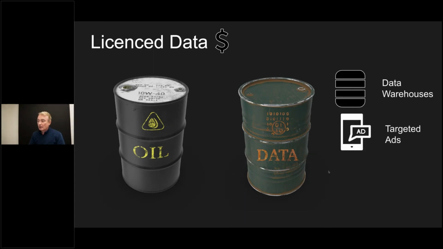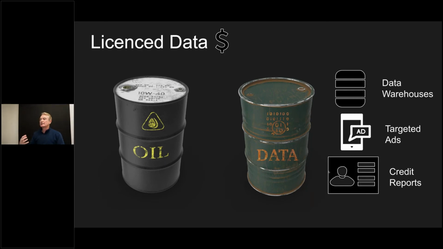So data warehouses, targeted ads, credit reports, all of these things. If you want to start your online bank and want to give out loans, you want to get credit reports, you're going to pay a lot of money for all that data. So they're scraping all this data that's available out there. So when privacy advocates talk about, look, it's your data, you should own it, they are damn right, because a lot of people are making a lot of money off of your data.